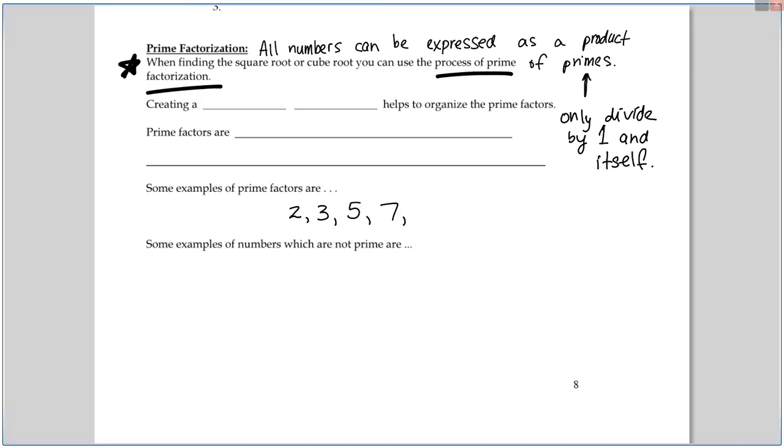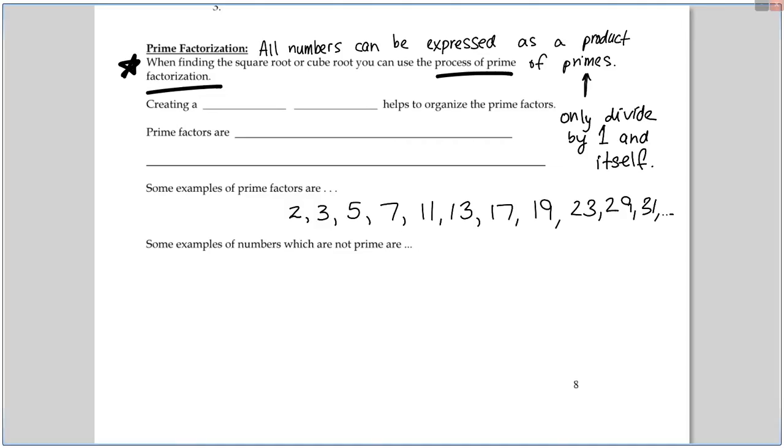So not 10, 11, 13, 15, no, 15 divides by 5, 16, 17, 18 is even, 19, 20, 21, not 21, 23, 25, no, divides by 5, 27, no, divides by 3, 29, yeah, 31, and the list goes on forever. There's an infinite amount of primes. You can always find another prime, dot, dot, dot.